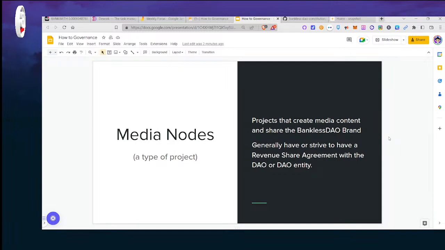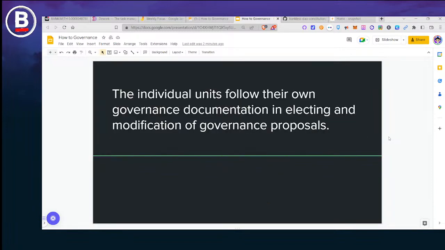And some media nodes are still struggling to figure out how to generate revenue. Again, these media nodes may follow their own governance documentation and election procedures and have their own rules for modification of their governance documents.